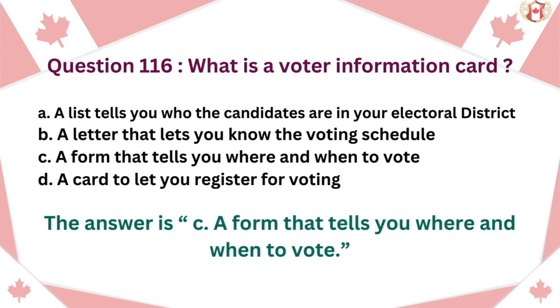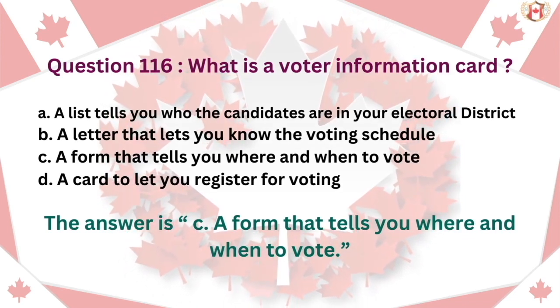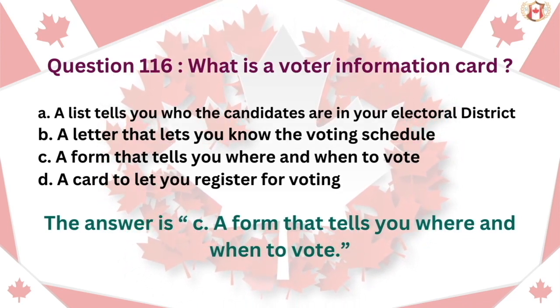Question 116. What is a voter information card? A. A list tells you who the candidates are in your electoral district. B. A letter that lets you know the voting schedule. C. A form that tells you where and when to vote. D. A card to let you register for voting. The answer is C. A form that tells you where and when to vote.